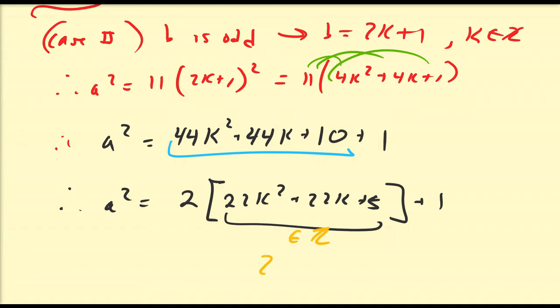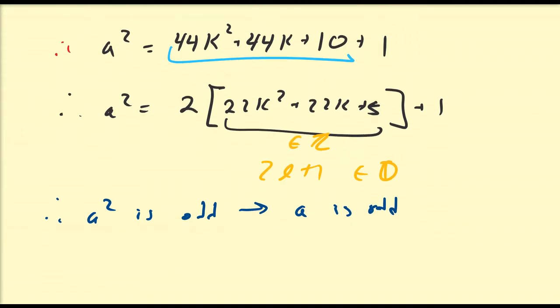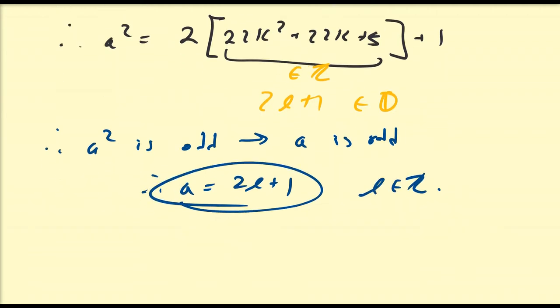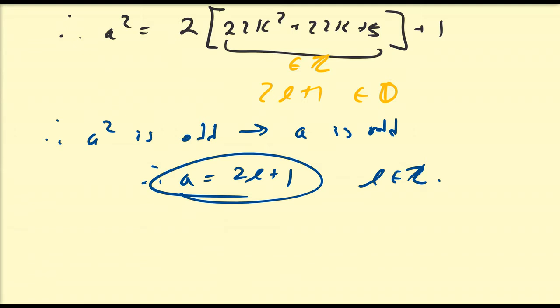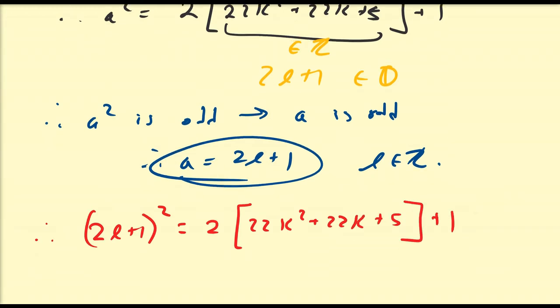So that means we have something like 2l plus 1, which of course is in the set of odd numbers. Right? So that means a squared is odd, which is going to force a to be odd. Right? So if a is odd, then that means a is in the form 2l plus 1, where l is in the set of integers, right? All right, so now let's work on the left-hand side. So we have that 2l plus 1, the quantity squared, is going to be equal to 2 multiplied by 22k squared plus 22k plus 5 plus 1.